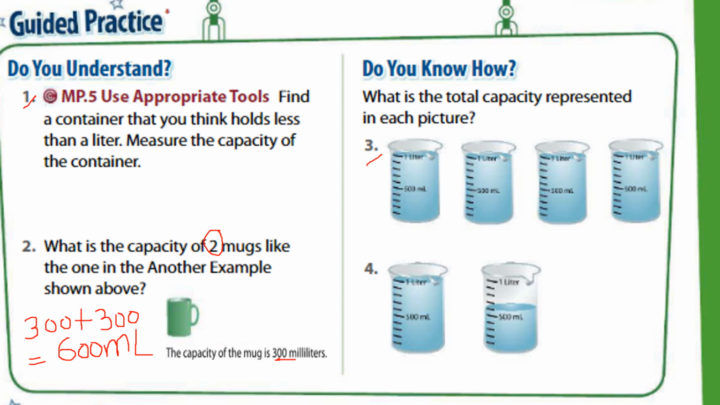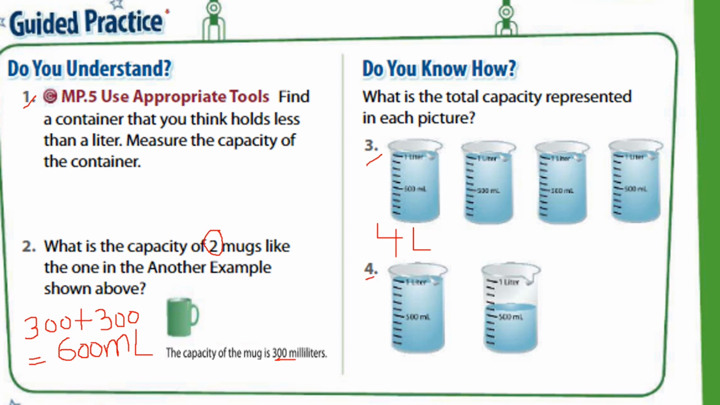Okay, question 3. What is the total capacity represented in each picture? So how many beakers can you see in the picture? Excellent. 4. And each beaker has how many liters or milliliters of the liquid? Excellent. 1 liter. All the beakers have 1 liter of liquid. So 4 beakers have, excellent, 4 liters capacity.